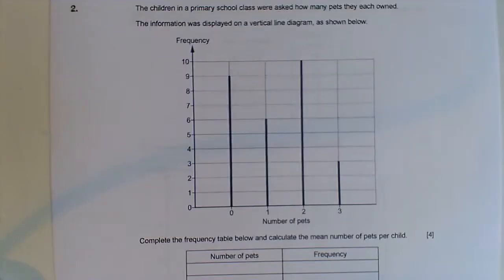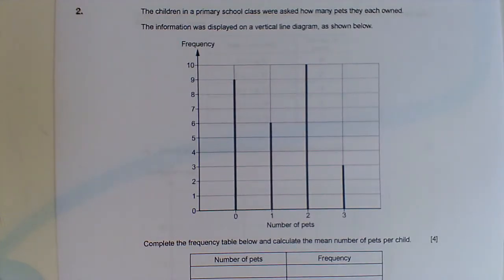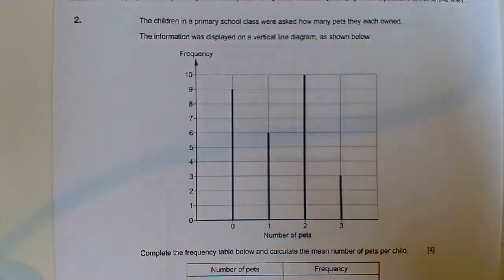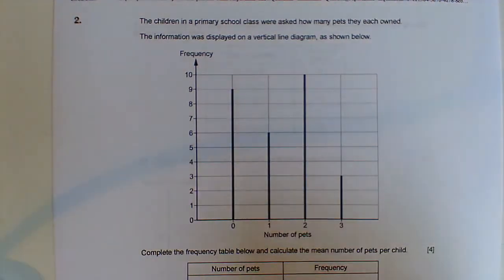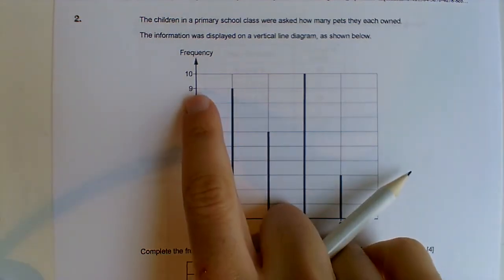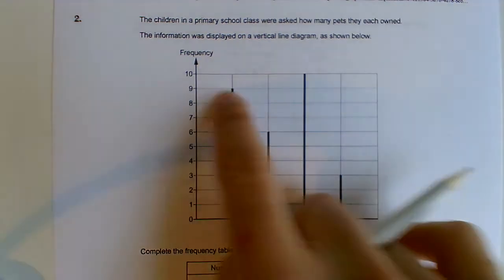Right. The children in a primary school class were asked how many pets they each owned. The information was displayed on a vertical line graph as shown below. This thing is effectively just a bar chart, okay? So what this means, and again, before we get into the question, it's dead important to understand what this is telling you, okay? For example, understand what that 9 means. What does this bar tell us?